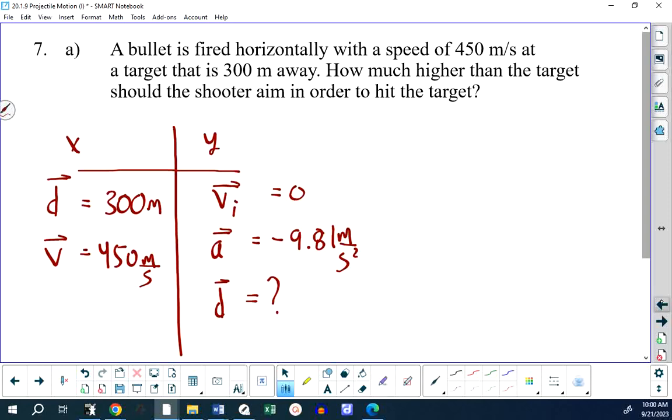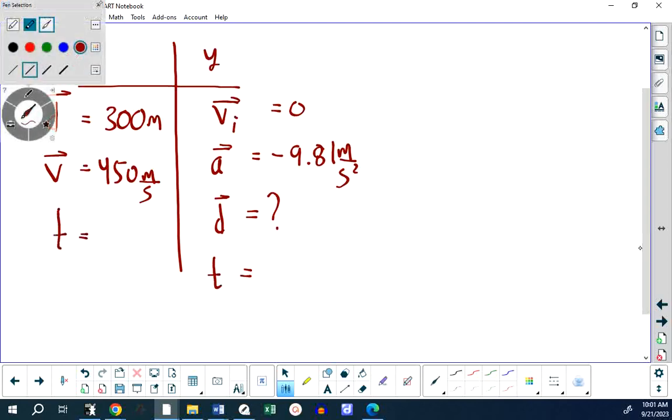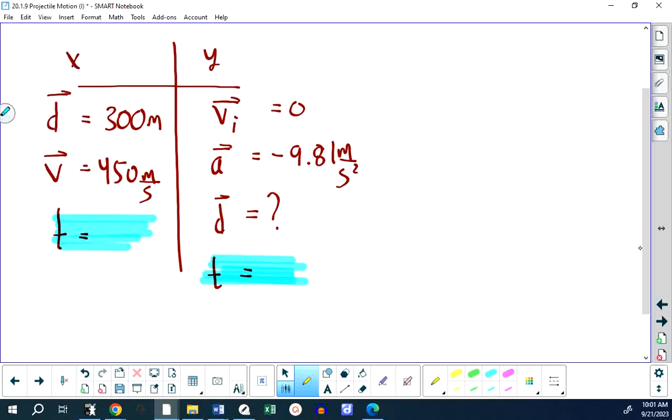Close our books and go home? No, you say, how can I find something else in the vertical column? Well, I can find the time, because the time is the time. Whether you talk about the bullet moving towards the target horizontally or the bullet falling as it does that, those times are the same. So time here is equal to displacement over speed.